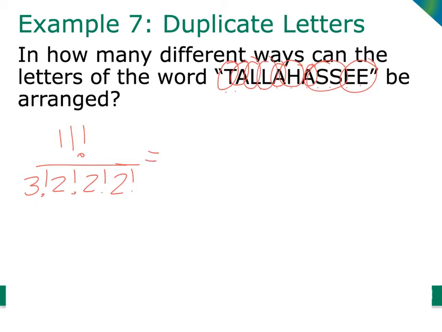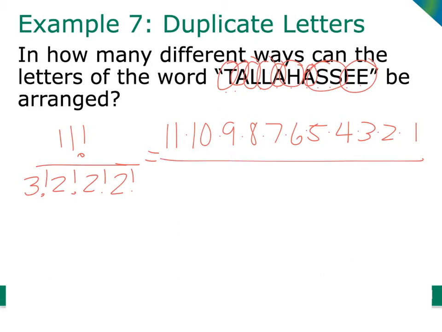So if you want to write it out by hand, that's fine. 11 factorial is 11 times 10, 9, 8, 7, 6, 5, 4, 3, 2, 1. 3 factorial is 3 times 2 times 1. 2 factorial is 2 times 1. Another 2 factorial. And another 2 factorial. Then you can start canceling if you want. First of all, multiplying by 1 does nothing. And dividing by 1 does nothing. So you could pretty much eliminate those.